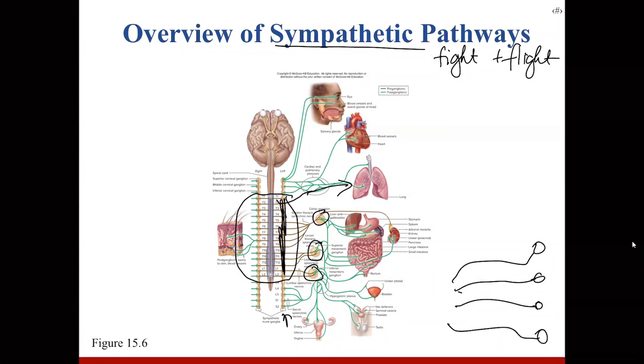And I'm not worried that you memorize those junctures. It can also go to the adrenal medulla, okay? And that's going to cause something else to occur. And where else? I'm probably missing something. Here, we'll go through the list to make sure I didn't miss anything.